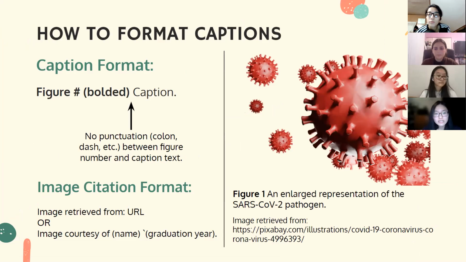And then the image citation format is also really simple. You just have the words "Image retrieved from:" and then the URL. If it's not an image that you got from the internet, like a picture you took or a picture from a friend, just say "Image courtesy of" their name and then their graduation year. The apostrophe they use for the graduation year is not the normal one. If you look on your keyboard, it should be above the tab key. So it's that one.